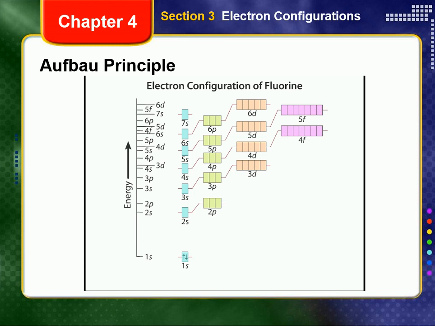First, fill the 1s orbital, then the 2s orbital. That leaves 5 electrons. These will go in the 3 2p orbitals, which can hold up to 6 electrons. That means the electron configuration of fluorine is 1s2, 2s2, 2p5.